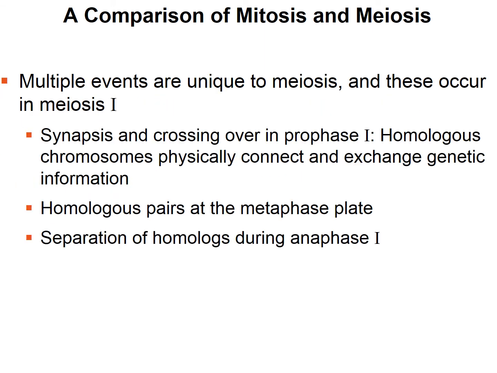Now, multiple events are unique to meiosis, and these occur in meiosis 1. So we have synapsis and crossing over in prophase 1, and that's when homologous chromosomes physically connect and exchange genetic information. We didn't have anything like that in mitosis. We also have homologous pairs aligning along the metaphase plate. In mitosis, we had sister chromatids aligning at the metaphase plate. And finally, we have separation of homologs during anaphase 1. In mitosis, we had separation of sister chromatids.